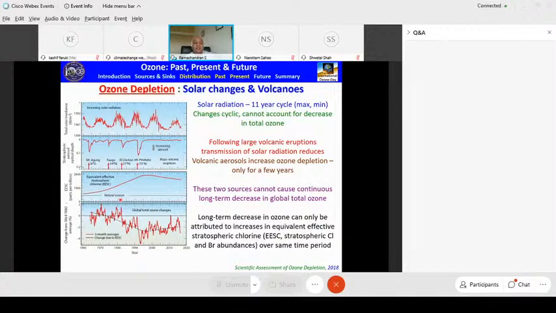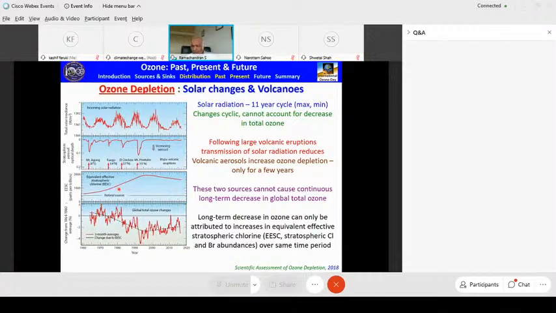This can only be explained by the abundance of chlorine and bromine species present, which is represented here in terms of equivalent effective stratospheric chlorine. So what you see is clearly an anti-correlation. The depletion of ozone corresponds to the increase in these gases, and ozone will try to recover as soon as the concentrations of these decrease. So the long-term change in ozone can only be attributed to the increases in the chlorine and bromine substances present over the same time period.